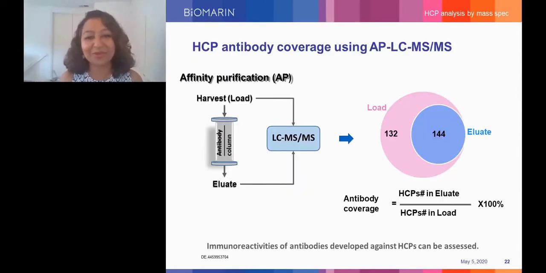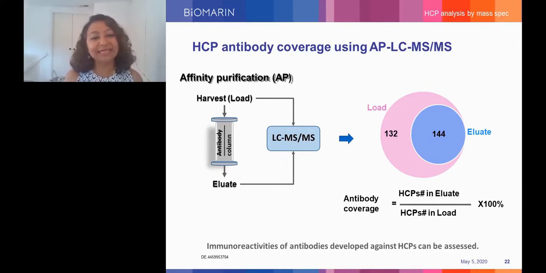The way we use mass spectrometry to do coverage is, instead of doing a Western, we use a column and affinity purification. So we have the antibodies on the column, and we pour the harvest through the column and evaluate the harvest, which is equivalent to looking at the 2D gel. And we evaluate the flow through, which didn't bind the antibody column, and the eluate, which is what bound the antibody column and then was eluted out.